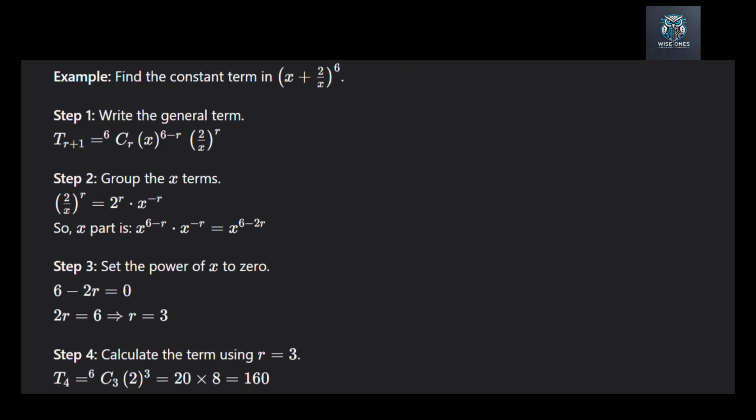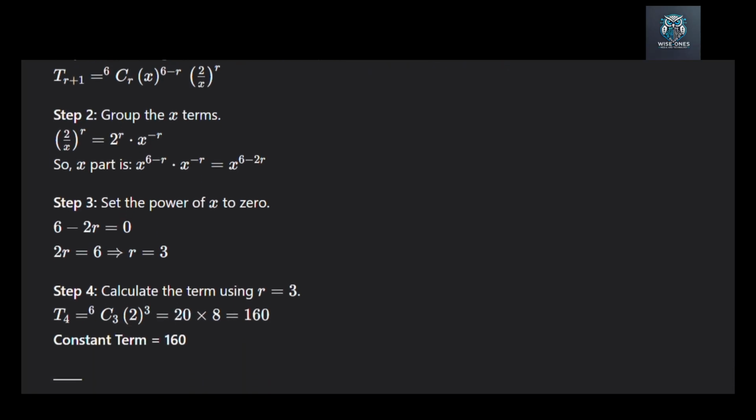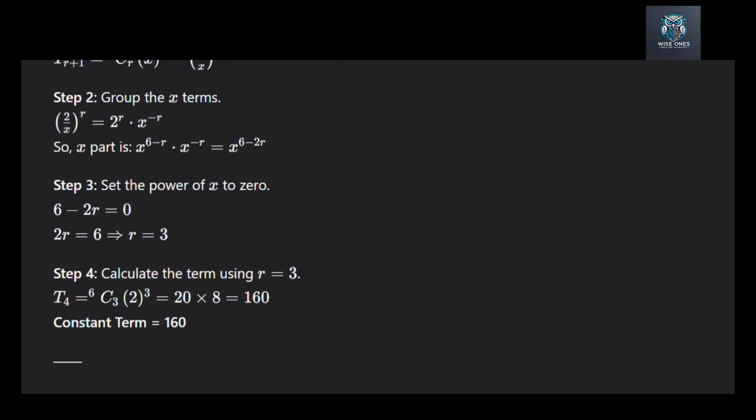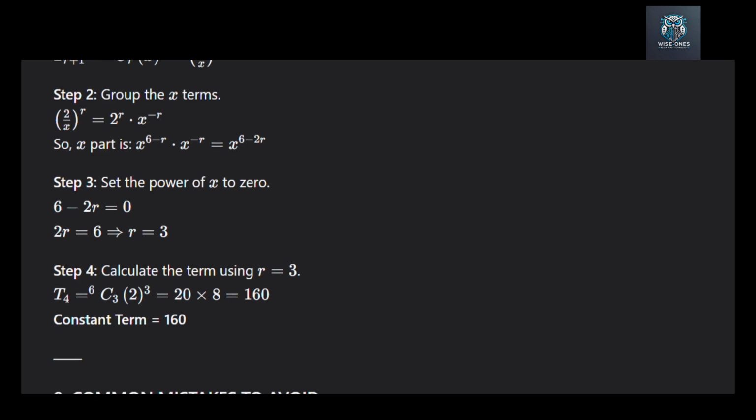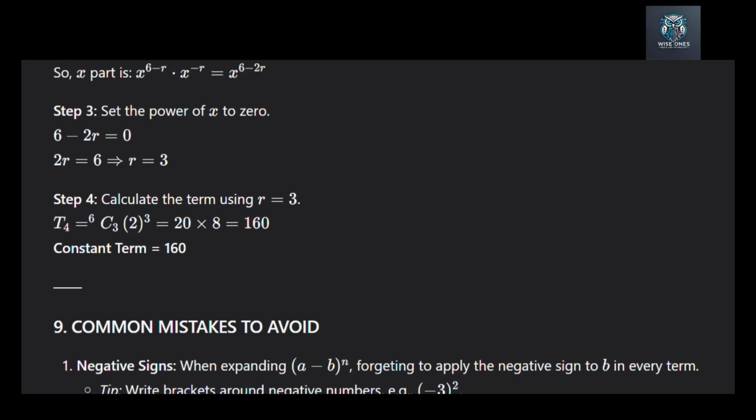We need 6 choose 3 times 2 to the power of 3. We already know 6 choose 3 is 20. 2 to the power of 3 is 8. 20 times 8 is 160. So the constant term is 160.